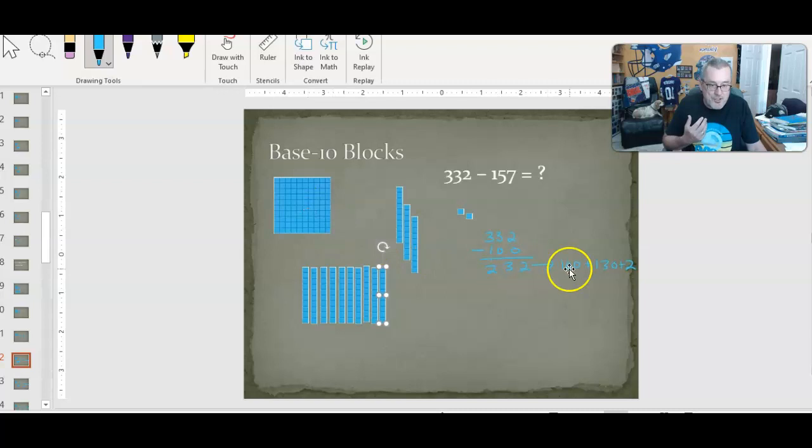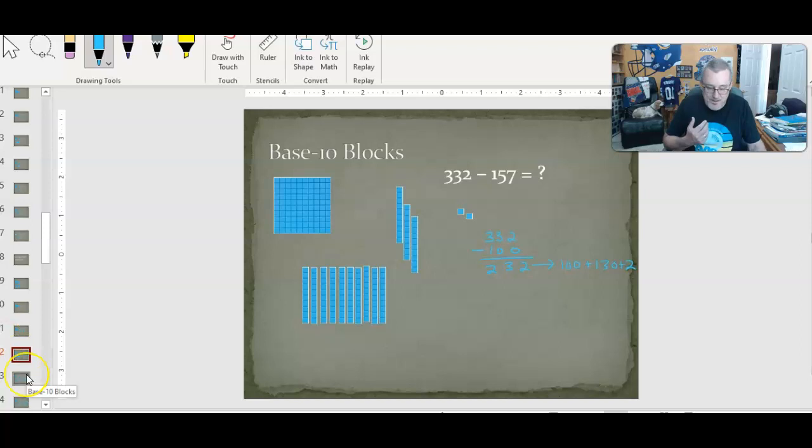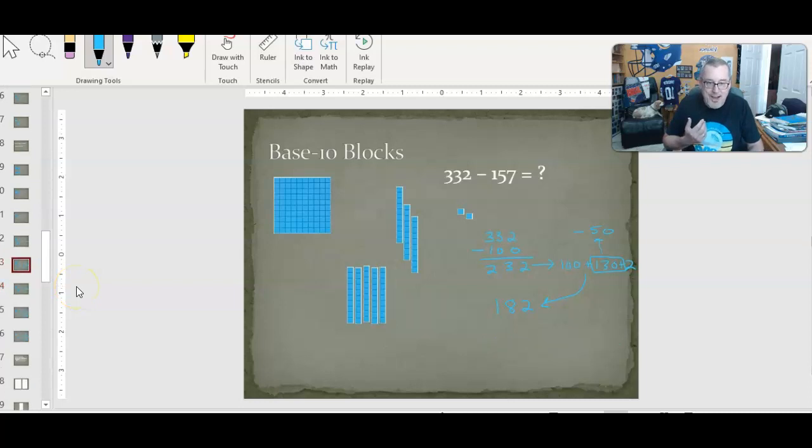So I have my 100, plus I have my 13 tens, which is 130, plus those 2 right there. So that's what I did next. And then next, I actually took away the 50. So from the 130, the 13 tens, I took away 50, and so now I have 182.